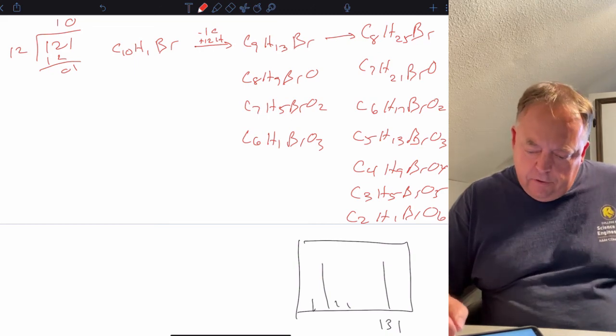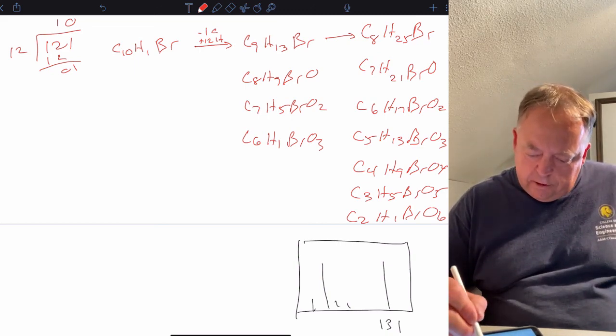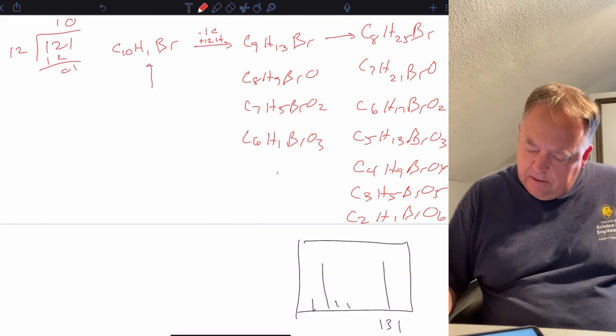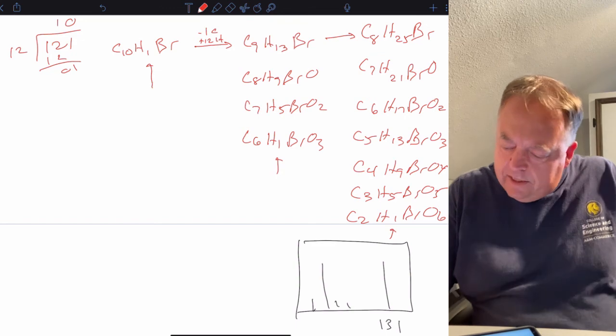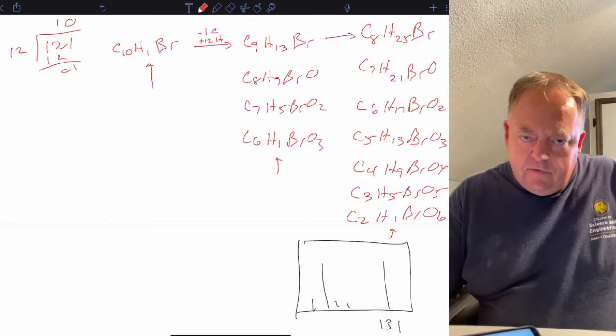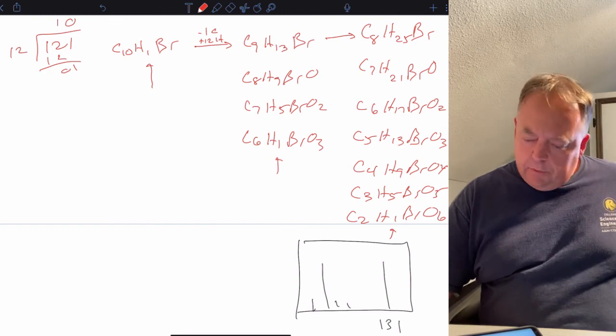Okay, and so there are several ways that you can check to make sure you didn't make a mistake. So one way is, if you notice, all of these end in the same number of hydrogens. So if you don't end up with the same number of hydrogens at the bottom of a column, you made a mistake somewhere. Okay, so that's all of the possible formulas.